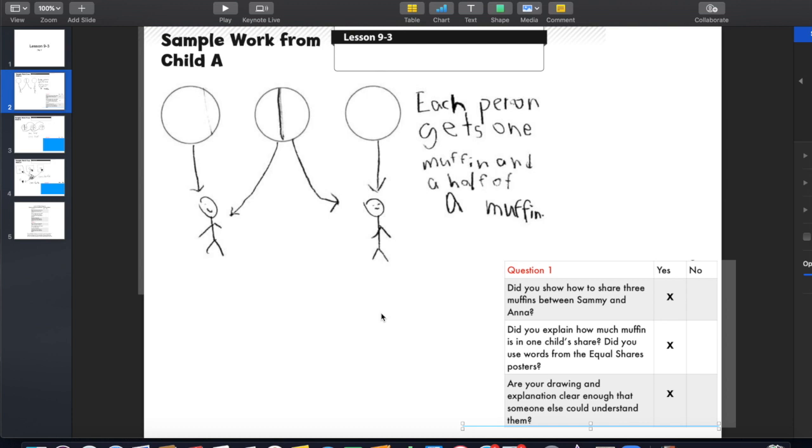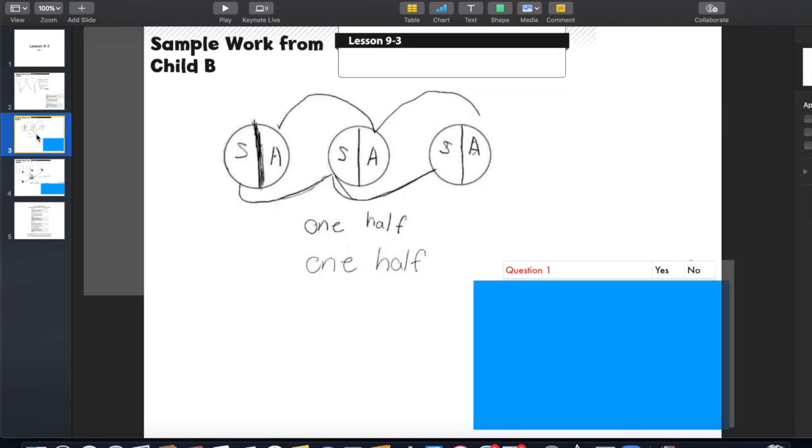So if you're looking at your work, you want to ask yourself, is mine clear? Did I use words? Did I draw a picture that people could understand? It doesn't have to look like this, but you just want to make sure it hits these marks, and that's what you're going to be looking at later. All right, let's look at sample work from child B.